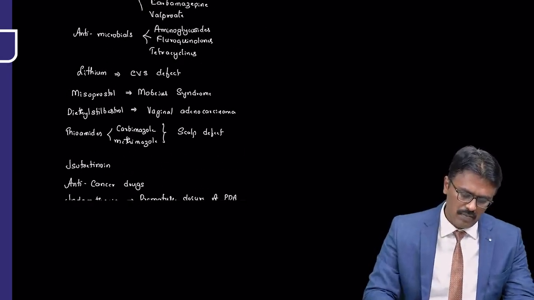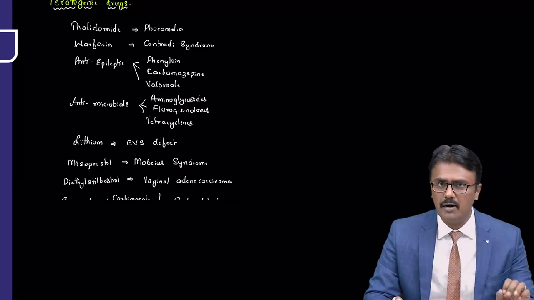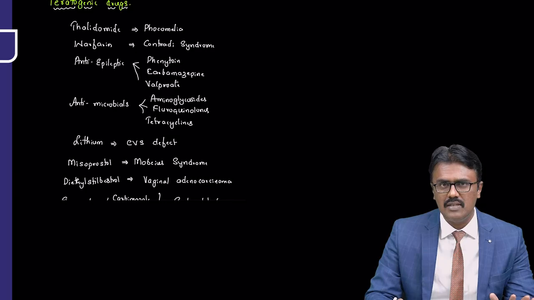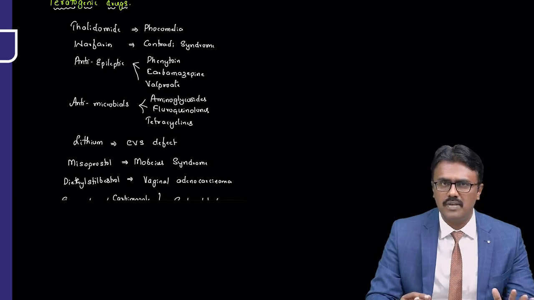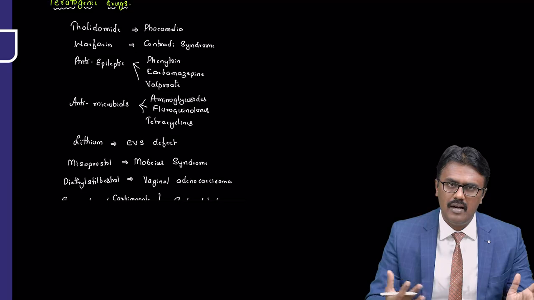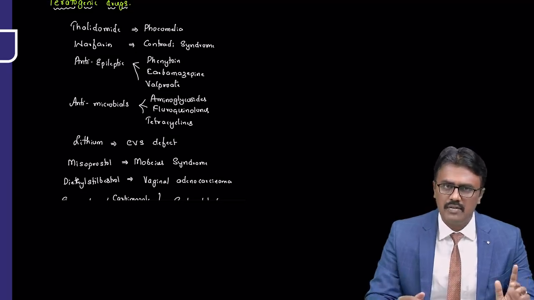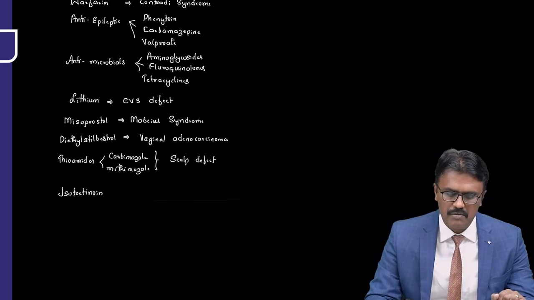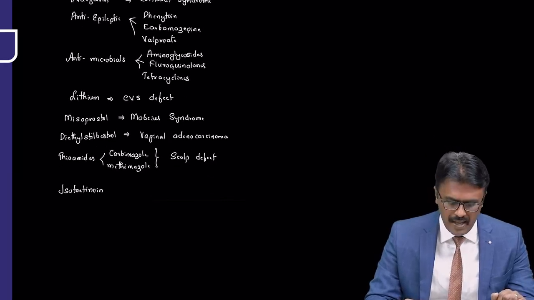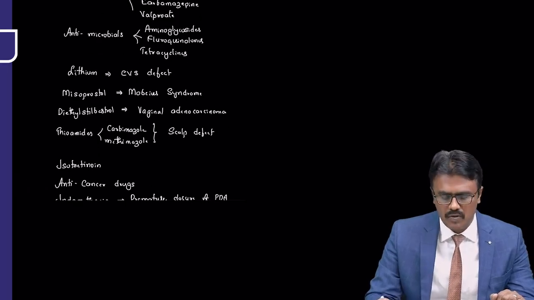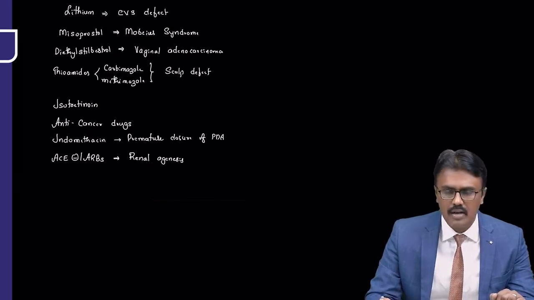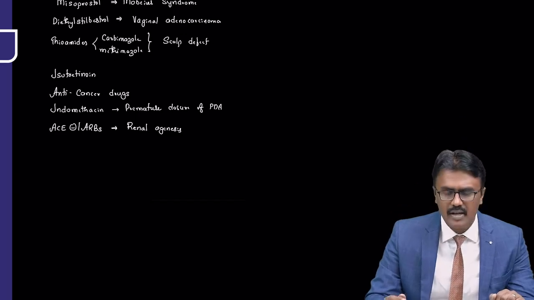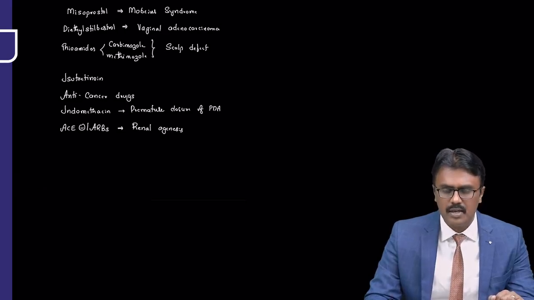So I have given the most important teratogenic drugs and they have been asked repeatedly. What I suggest is you read the systemic pharmacology once and again come back to this list and make your notes, because you will get information from there. So thalidomide, the first drug, warfarin, anti-epileptic drugs phenytoin, carbamazepine and valproate, antimicrobials, aminoglycosides, fluoroquinolone, tetracycline, lithium, misoprostol, diethylstilbestrol, carbimazole, methimazole, isotretinoin, anti-cancer drugs, indomethacin, ACE inhibitors or ARBs. So these are the teratogenic drugs.